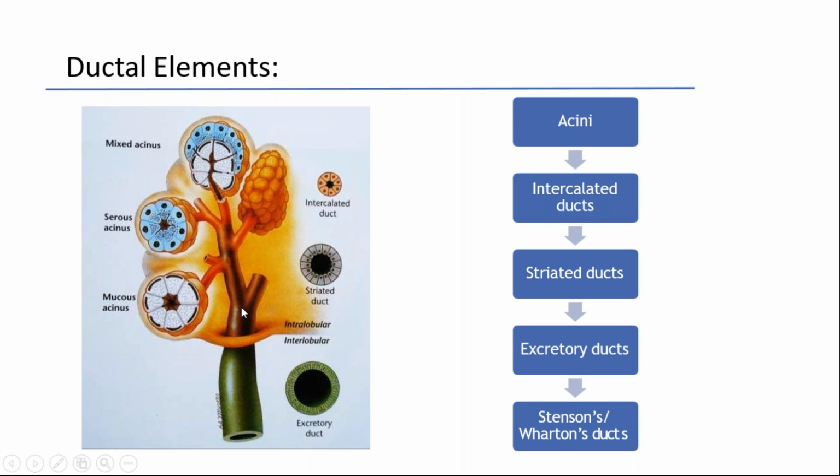In an order of descent, first is the acini. This is a mixed acini from which they drain into the intercalated ducts. Then they drain into the striated ducts. They drain into the excretory ducts. Here, as an example, they have given us Stenson's or Wharton's ducts. So at the end point, this is the excretory duct.